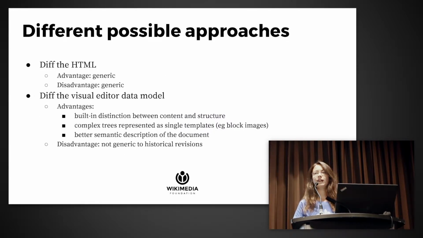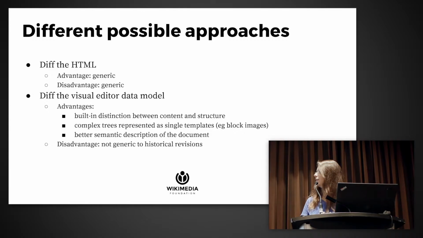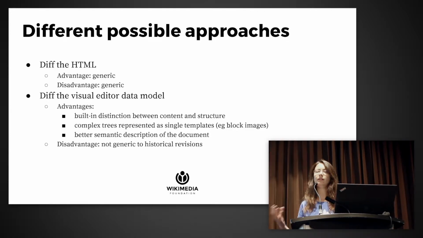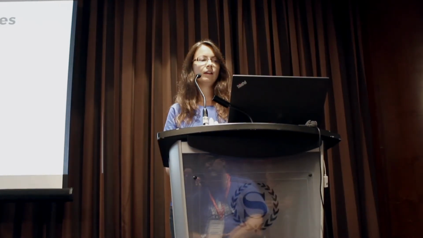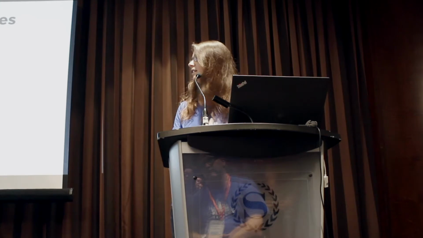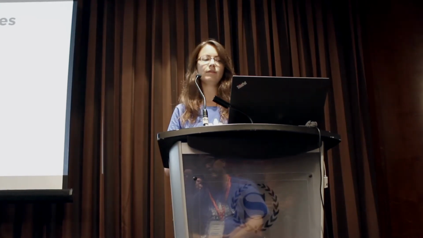First of all, we had to decide, do we diff the HTML or do we diff the visual editor data model? And the idea of a generic HTML differ sounds great, but HTML can overcomplicate the document. So that would be a bit difficult to do. Visual editor has some advantages, such as a built-in distinction between nodes that contain content and nodes that are just structural. For complex trees like block images, we just have a single node there. And basically, the visual editor data model is a better semantic description of the document.